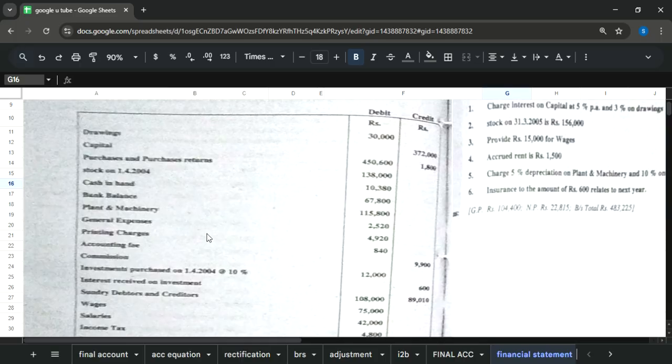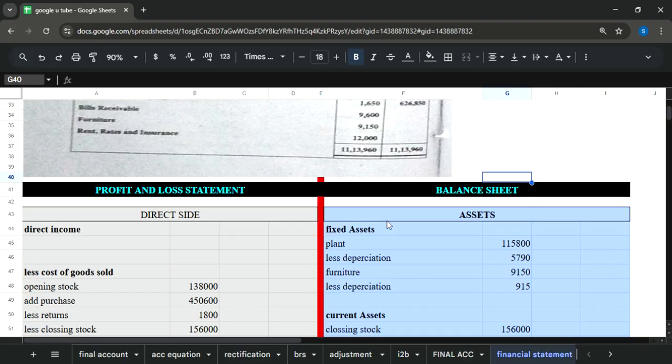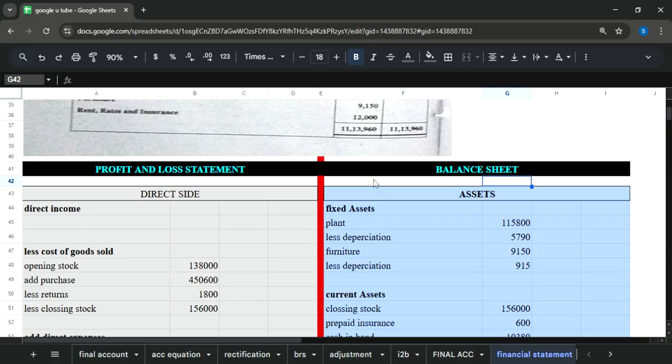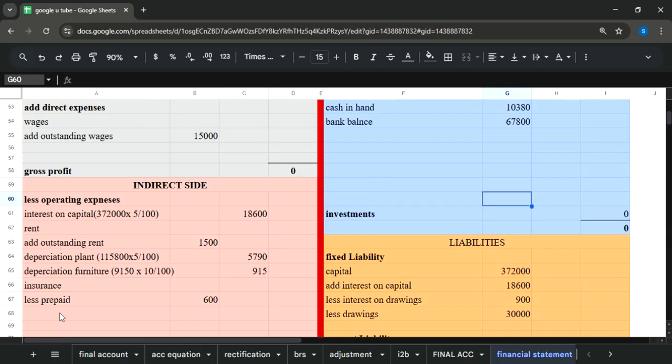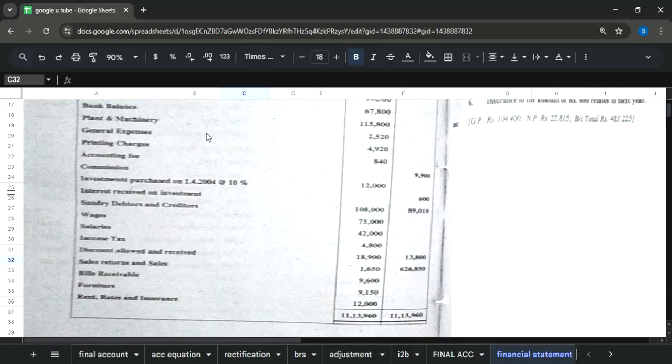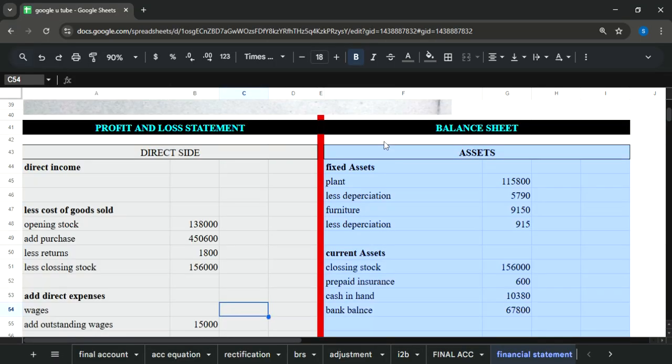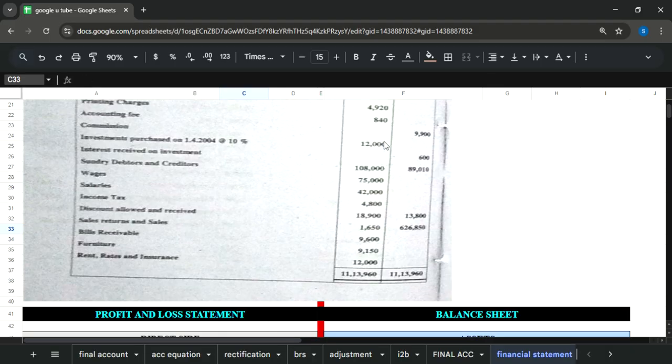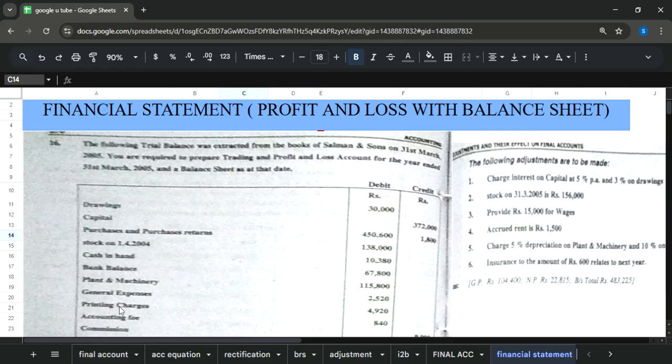Okay, and then we have plant and machinery 115800. I think we have already written it. Look at here, 115800 is entered. Next is general expenses. This is your operating expense. So you will come over here and will write general expense, amount of general expense 2520. So mention over here 2520. General expenses we have entered, and after that we have printing charges.